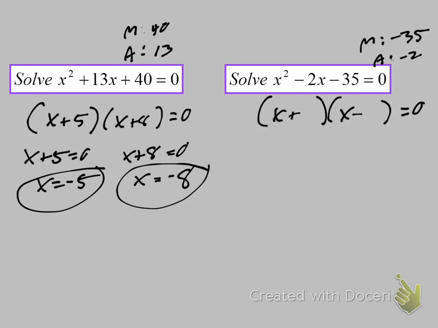Now, what are those numbers? Just the numbers, not the signs. Numbers are 5 and 7. Now make your signs work. Which one's positive, which one's negative? 7 is negative, 5 is positive. Remember, look at this sign here. The bigger one needs to be negative because you add them together. Negative 7 plus 5, negative 2.